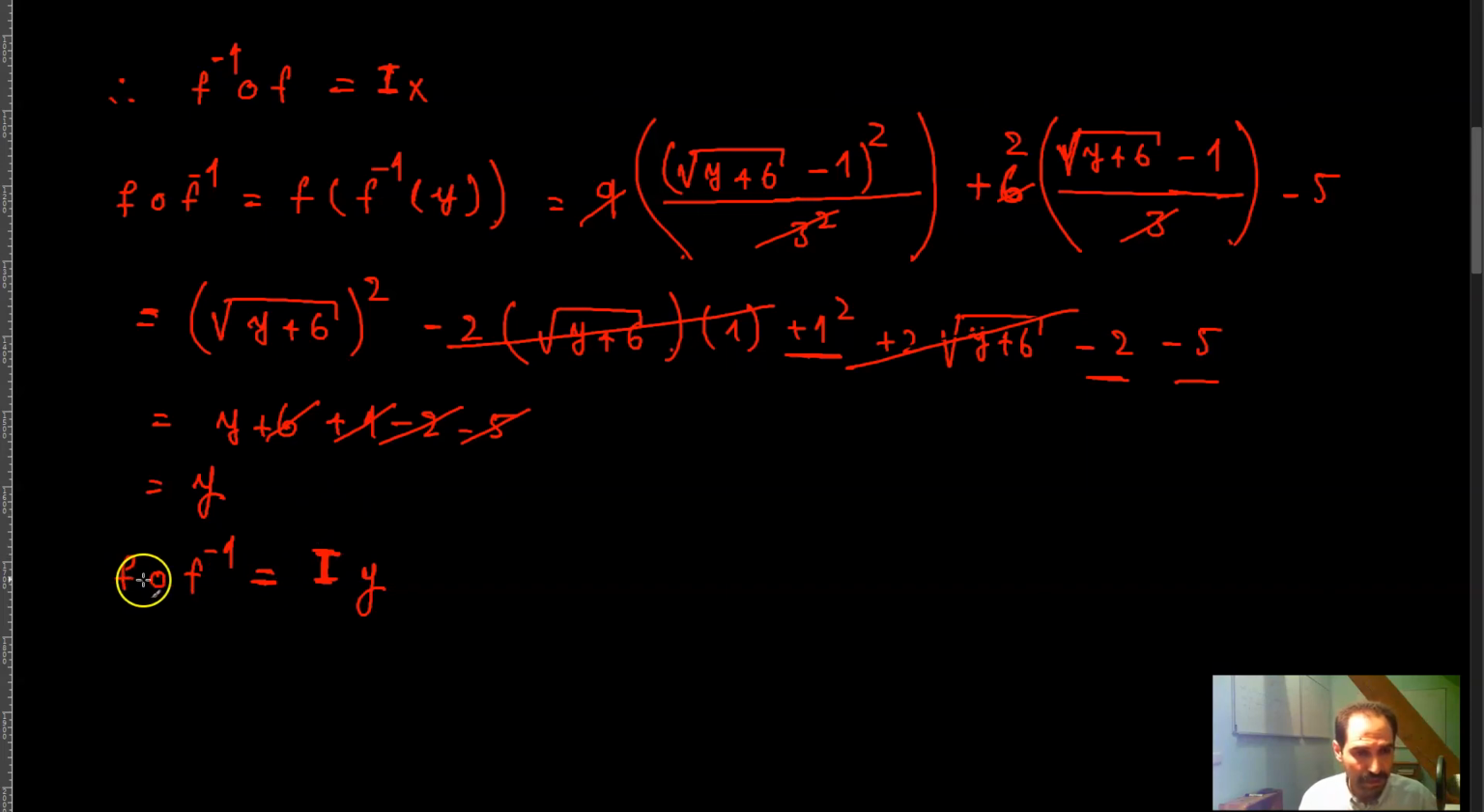So that means that f of f inverse is equal to I of y, and now we have shown that f inverse of f is equal to I of x, and f of f inverse is equal to I of y. And that basically means that f inverse is the inverse of f. So that's basically what we wanted to show here.